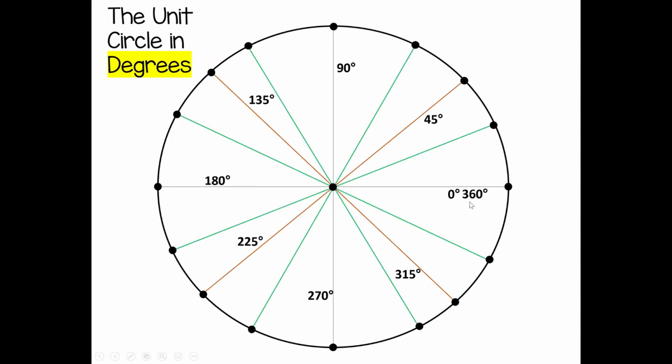What I'm going to do now is I'm not bisecting those 45-degree angles, but what I've done is I've split this entire circle into 12 equal parts. If I divide 360 by 12, I get 30. So that's what we're going to count by. We're going to count by 30 degrees on the green lines, right?